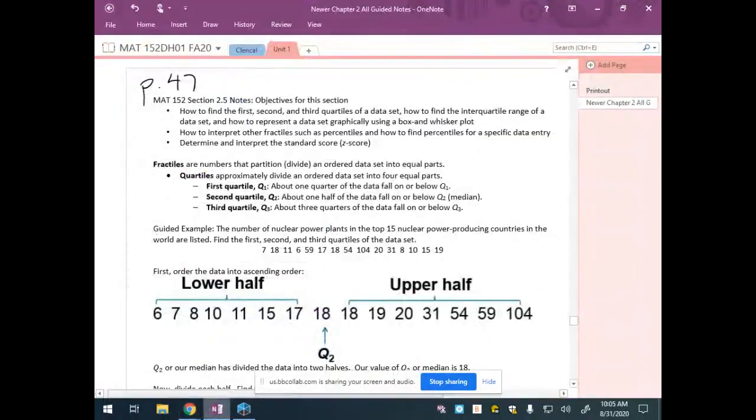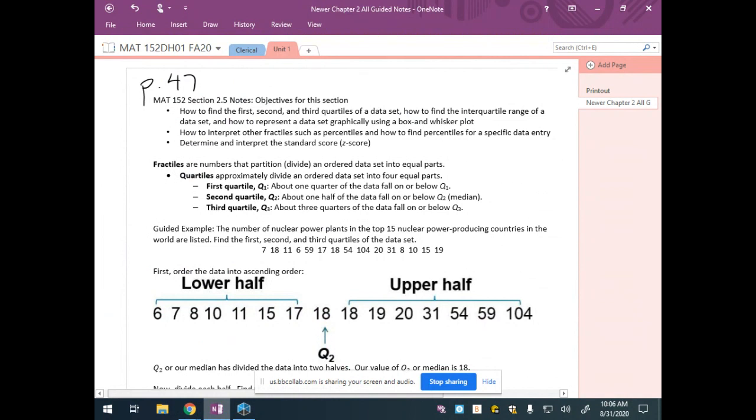All right, so we're going to learn how to find quartiles and interquartile range. And also, we're going to learn how to determine whether data in a set of data may be an outlier. So fractiles are numbers that partition or divide an ordered data set into equal parts. The quartiles, basically, will divide it into 4 equal parts. You have your first quartile, second quartile, also known as the median, and your third quartile.